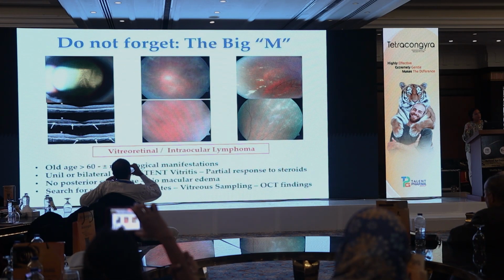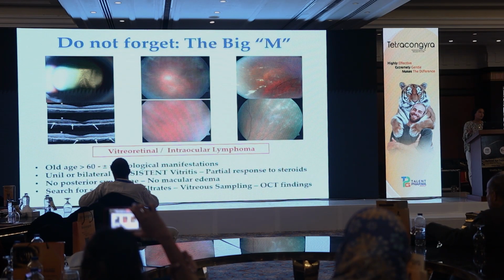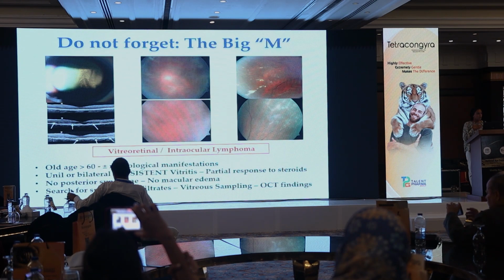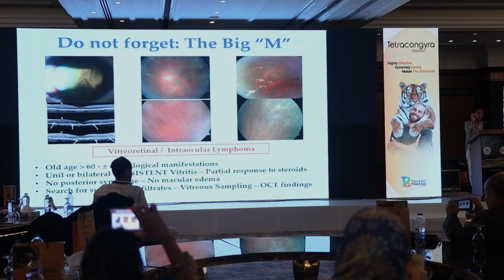Please do not forget the big masquerade, which is the intraocular lymphoma. Usually my clues for the diagnosis of an intraocular lymphoma are old age, the patient usually doesn't complain of a severe red eye, the eyes are usually quiet or with very occasional redness. You find that the cells circulating in the anterior chamber and the cells in the vitreous are actually quite larger than the cells that you see in the idiopathic forms.